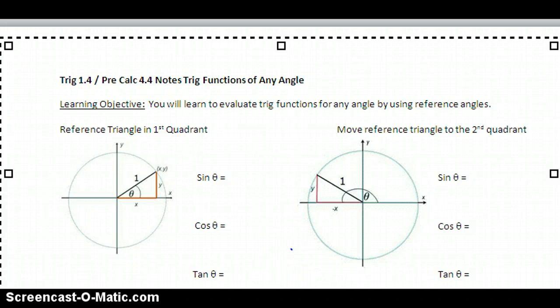Welcome to Notes Trig 1.4 and Pre-Calc 4.4. What these notes are going to cover is the concept of a reference angle.